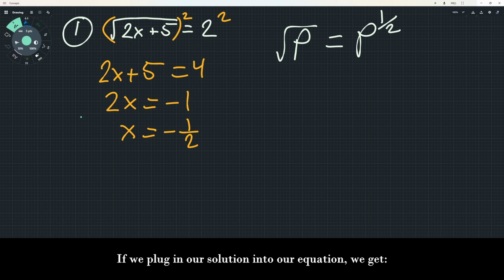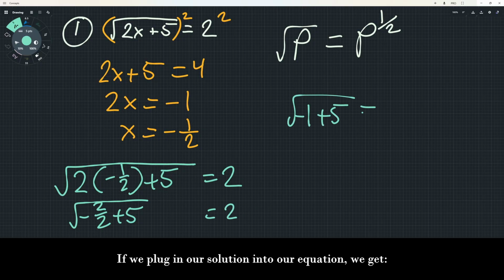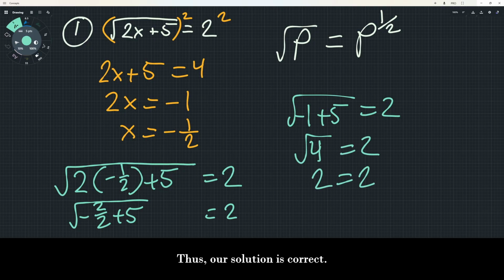If we plug our solution into our equation, we get the square root of 2 times negative 1/2 plus 5 equals 2. Simplifying, we get the square root of negative 2 over 2 plus 5 equals 2. Going on this side, we get the square root of negative 1 plus 5 equals 2. Square root of 4 equals 2. 2 equals 2. Thus, our solution is correct.